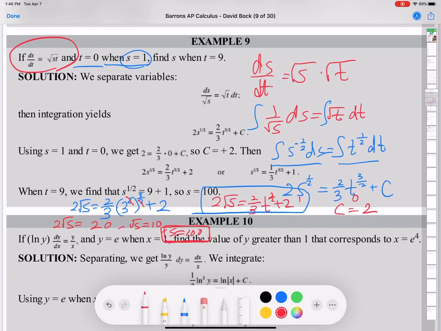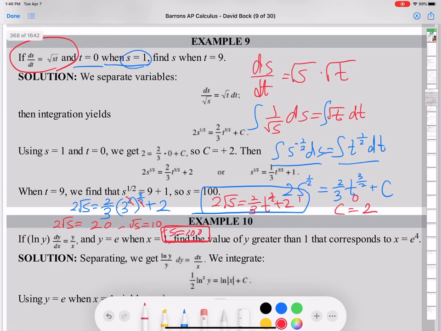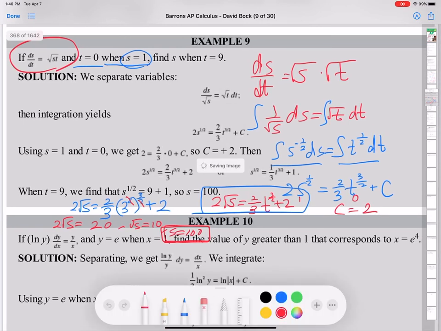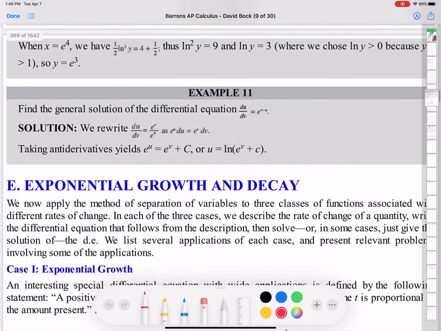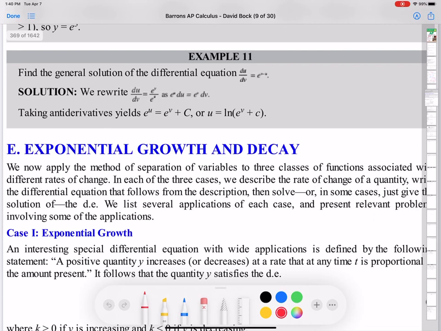Okay, the last problem, one more problem today, is example 11. Over here. Find the general solution. It is not about a specific value. It is just find the general solution of this equation. I rewrite here. du over dv equals e to the v minus u power. I will change this. du over dv is equal to e to the v over e to the u.